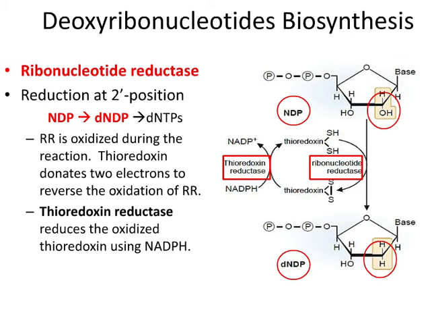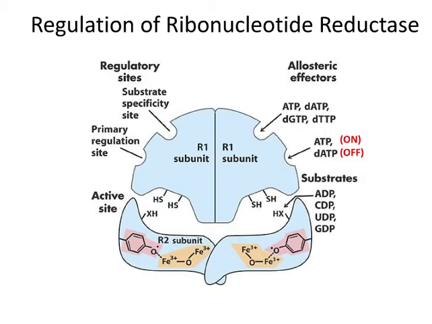During the reaction catalyzed by ribonucleotide reductase, the enzyme itself becomes oxidized at 2 critical cysteine residues. This oxidation of riboreductase must be reversed in order for more deoxynucleotide phosphates to be produced. The electron donor protein thioredoxin donates 2 electrons to reverse the oxidation of riboreductase. Thioredoxin reductase then reduces the oxidized thioredoxin using electrons donated from NADPH. Thus, if NADPH levels are low in the cell, deoxynucleotide triphosphate and DNA synthesis cannot proceed.